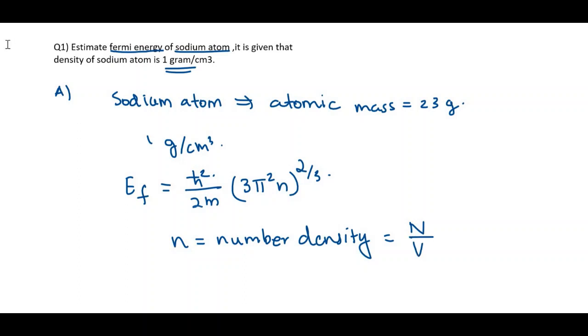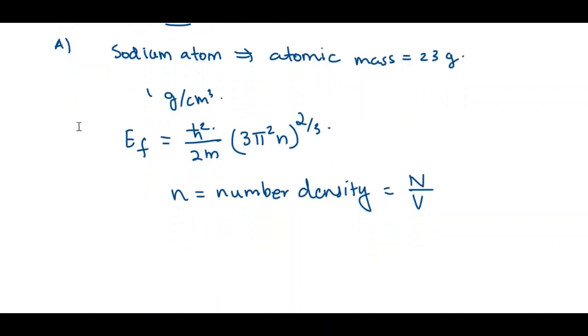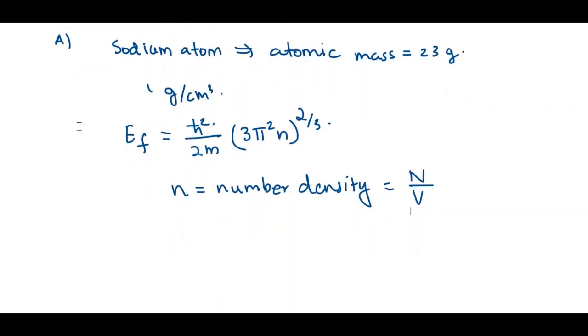Okay, so here density is given 1 gram per centimeter cube. This one is not number density, it is not equal to small n. We need to find small n as small n should be in the unit of per volume, I mean per meter cube. So how to find that?